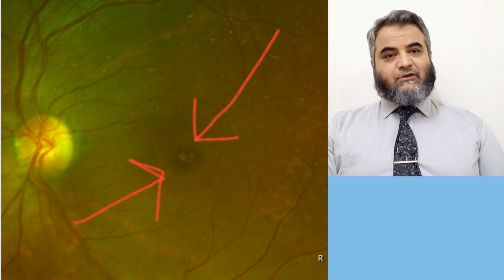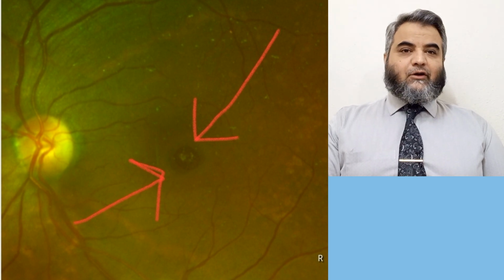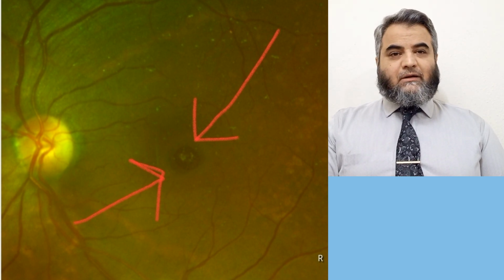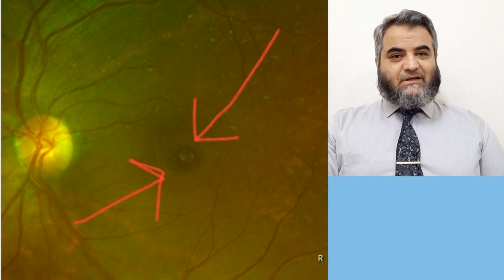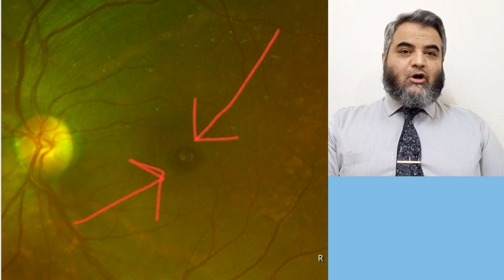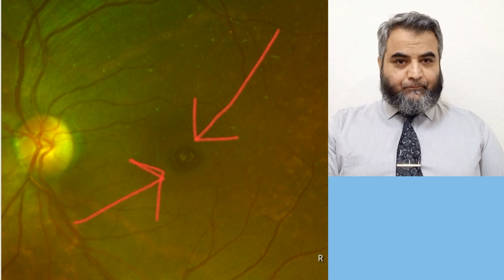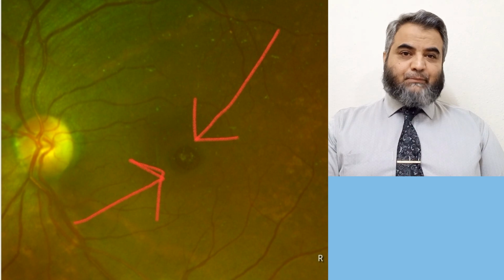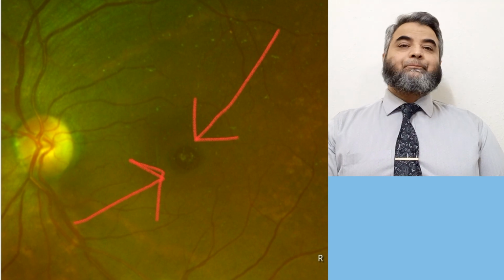So when she presented, we did routine examination. Her vision was counting fingers in the left eye. And on examination, we can see here a well-defined central foveal crater, that is a macular hole, a full thickness macular hole. And this macular hole has also got a cuff under it of subretinal fluid, which is surrounding circumferentially this crater. This is the left eye of the patient. So it was a spot diagnosis of a full thickness macular hole.